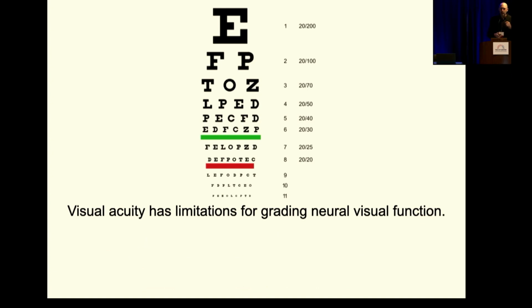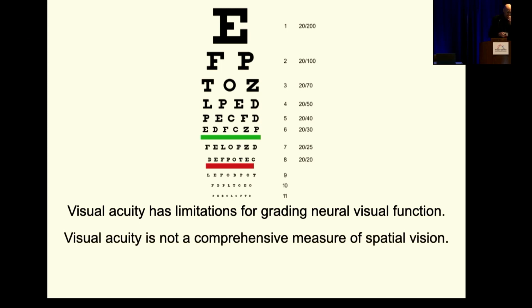Acuity, though, has a number of downsides. One is it has extreme limitations for quantifying the vision that has to do with brain vision. It's great for refraction, not so great for this. In fact, in many visual diseases, acuity is not a very good and sensitive measure of that.